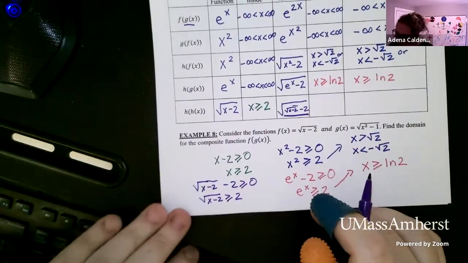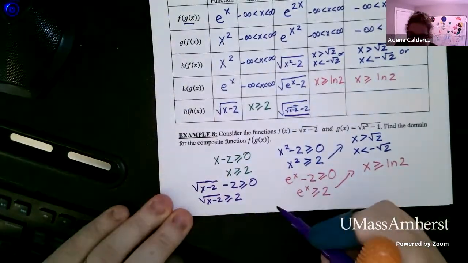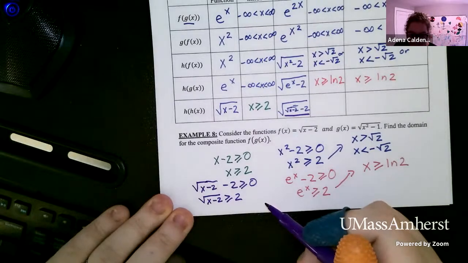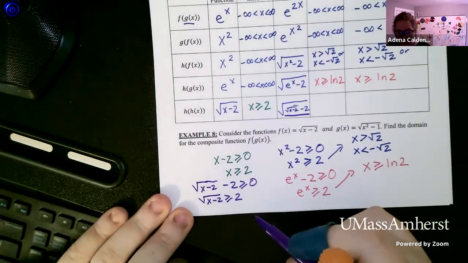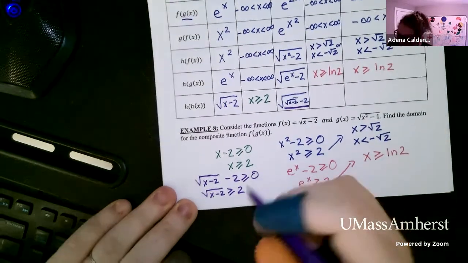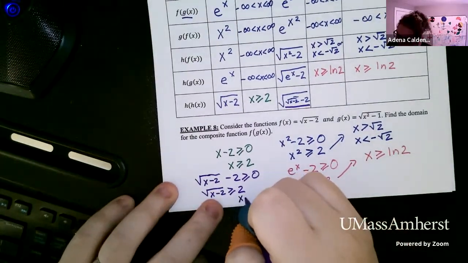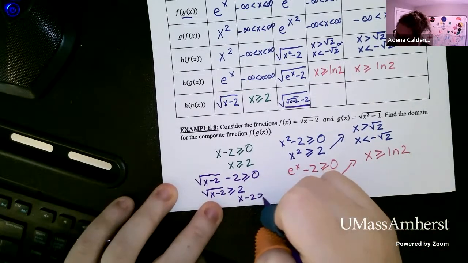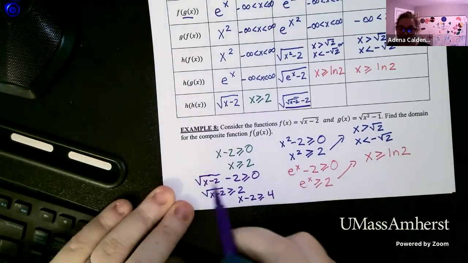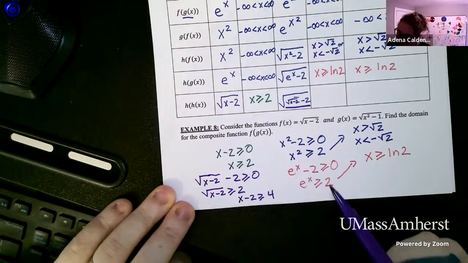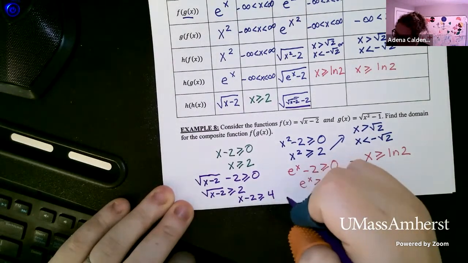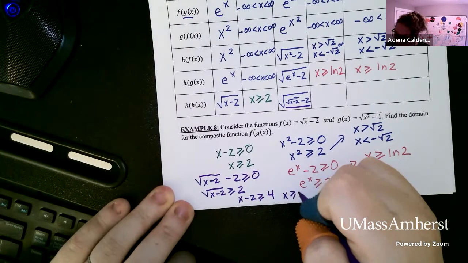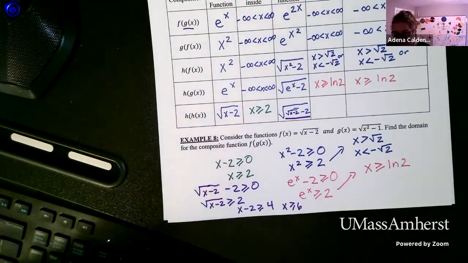So what we're going to be doing is squaring both sides so that we can figure out what these values need to be, right? So then we end up squaring both sides. So we have x minus 2 is greater than or equal to 4. When you square a square root, it goes away, right? We're taking the positive roots here. So we add the 2 over and we get x is greater than or equal to 6.